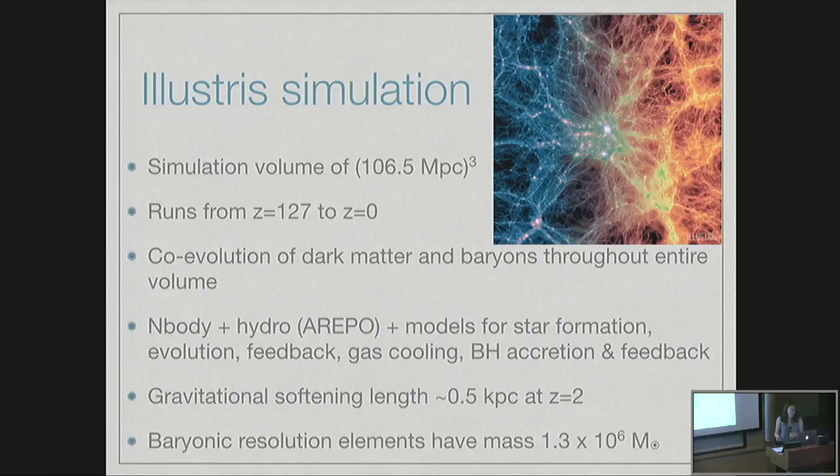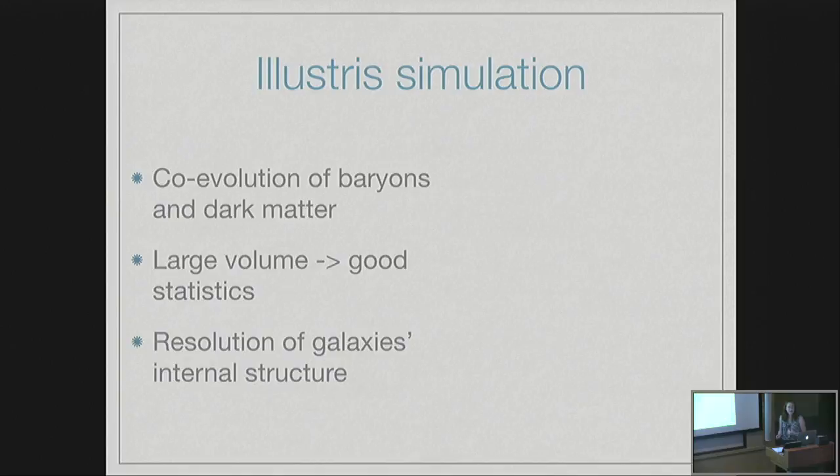So this approach has a lot of advantages for the question that I want to ask, which is how do compact elliptical galaxies form? The fact that the baryons and dark matter are co-evolved throughout the entire volume means that there are tens of thousands of galaxies to choose from. And so even though the population that I am interested in looking at is somewhat rare, just the sheer number of galaxies means that I'm going to get a decent sample of them. And in addition to the volume that provides these statistics, the simulation also has good enough resolution to see galaxies' internal structure, which I'll show you in the next slide.